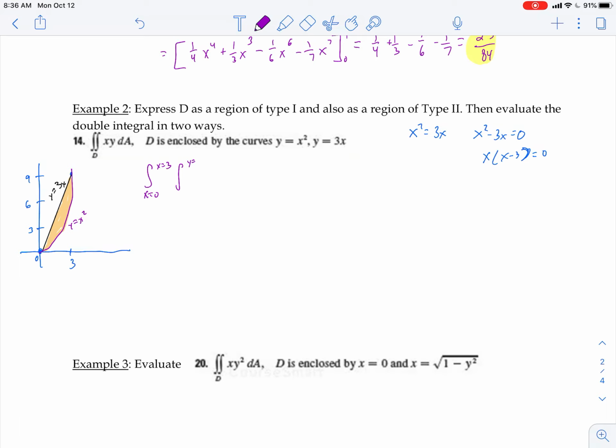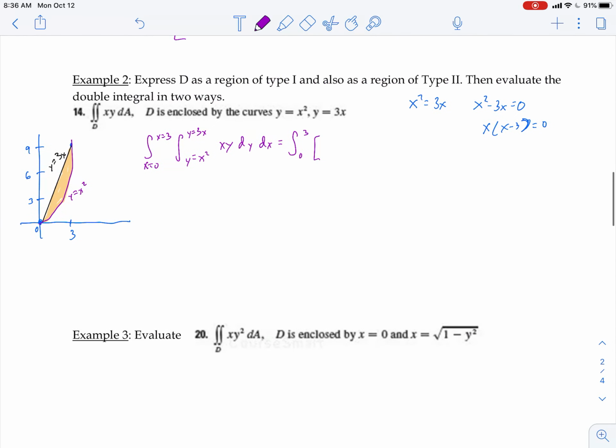So top's y equals 3x. Bottom is y equals x squared. And then we have the function x, y is the surface. And again, we're doing y's on the inside, x's on the outside. All right, so now I'm going to go ahead and integrate. 0 to 3. All right, integrating this with respect to y. It looks like I'm going to get, whoa, what did that happen? All right, 1/2 xy squared, from x squared to 3x, dx on the outside, let's go ahead and do that.